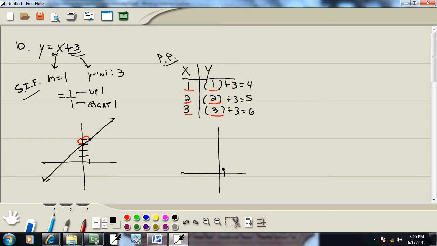So I got 1, 4. Be right there. 2, 5. Be right there. And 3, 6. Be right there. And draw a line through it. If I was a little bit more accurate, it'd look a lot closer to that. This is just sketching.